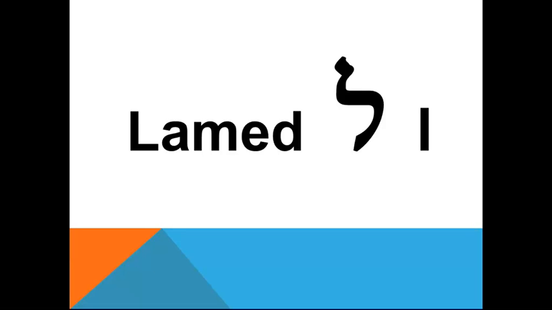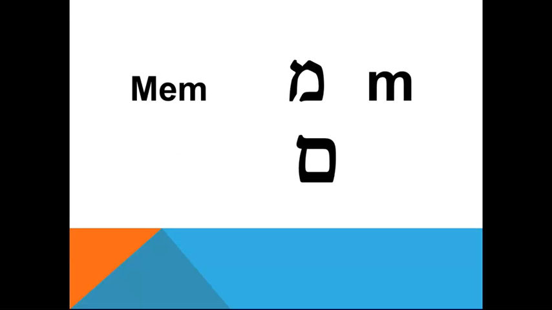So when you're writing a lamed, you're going to start above the line, you're going to come down a little. When you get to the top of the other letters, you're going to come over horizontally, and then you're going to bring it on down with a little bit of a curve. So that's the lamed, the L. Aleph, Beit, Gimel, Dalet, Hey, Vav, Zayin, Ket, Tet, Yod, Kaf, Lamed, Mem.